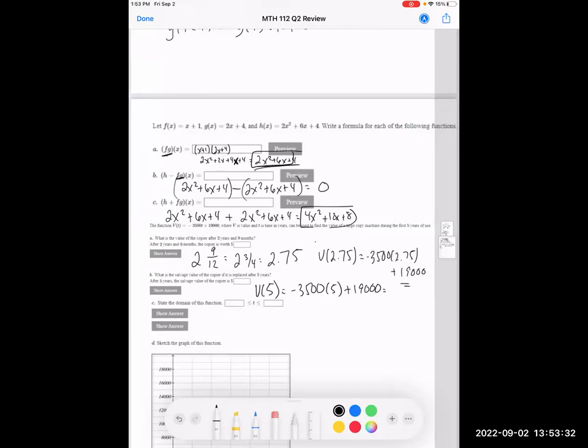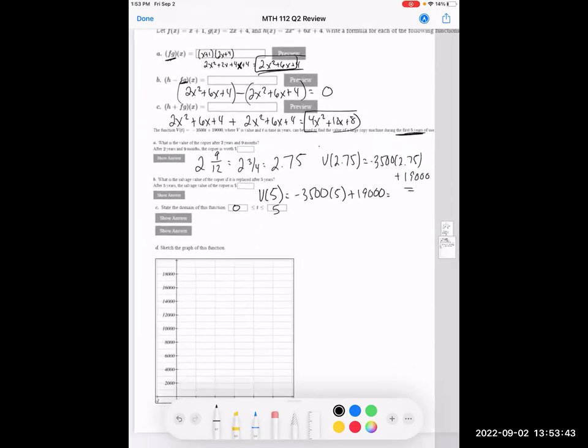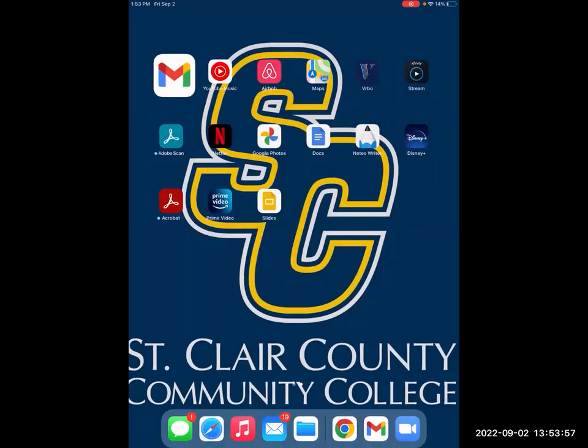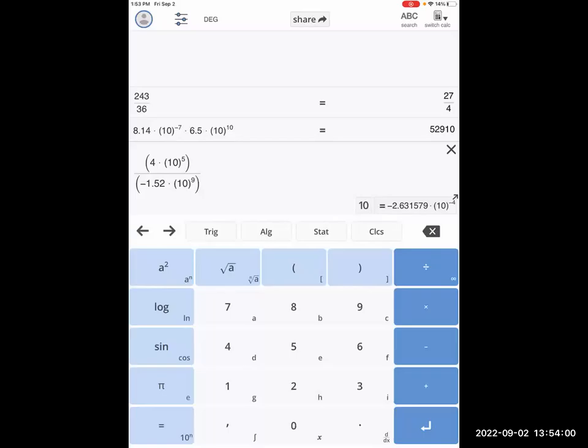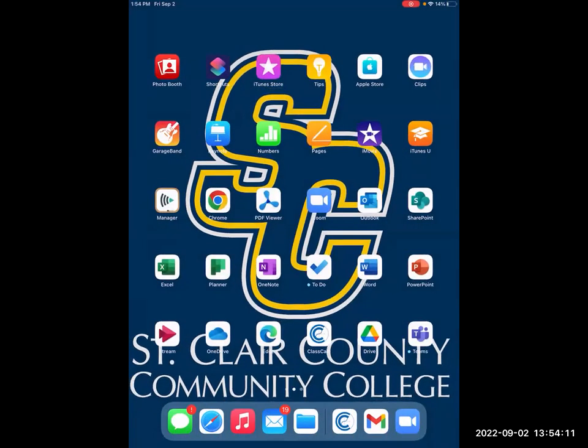The domain of the function, because it tells you that it's only good for 5 years of use, your domain goes from 0 to 5. And to sketch the graph, well, I know that at year 0, it's going to be 1,900. And then you can take your answer from 5, whatever it is here. I guess I'll actually do it out. What's 5 times negative 3,500? Would give you 1,500.